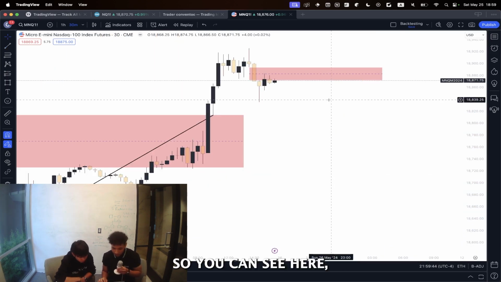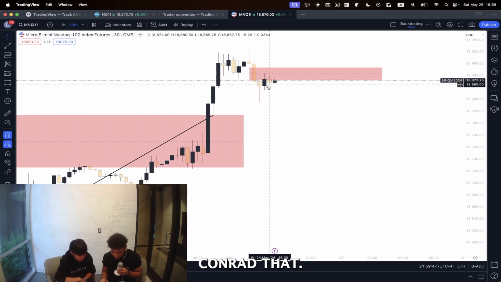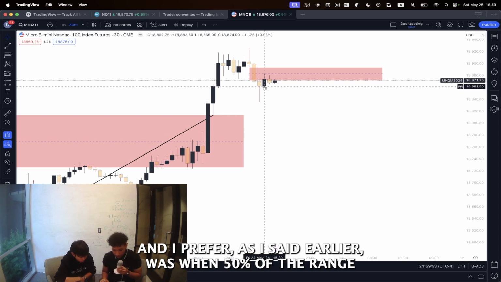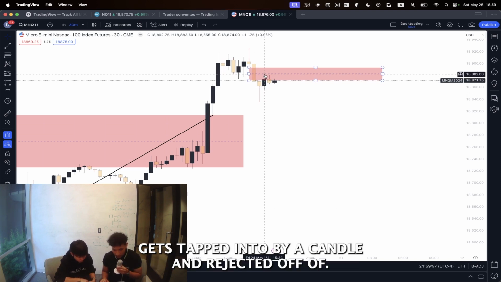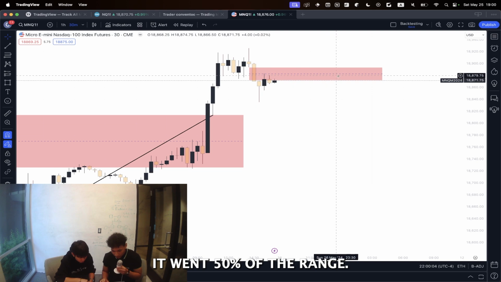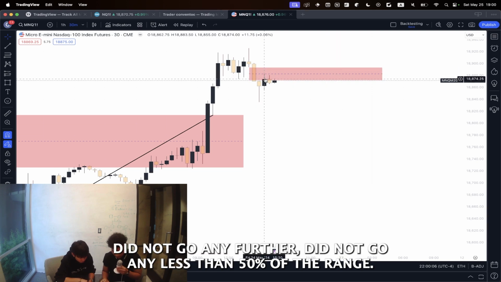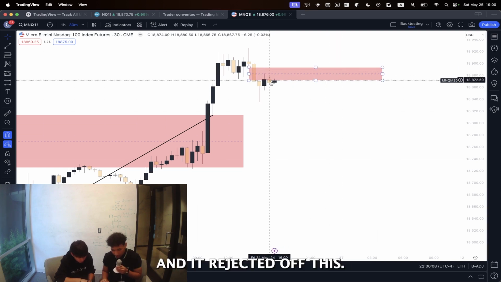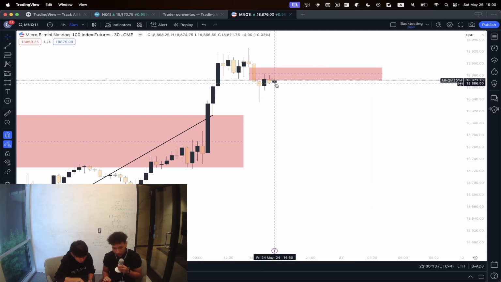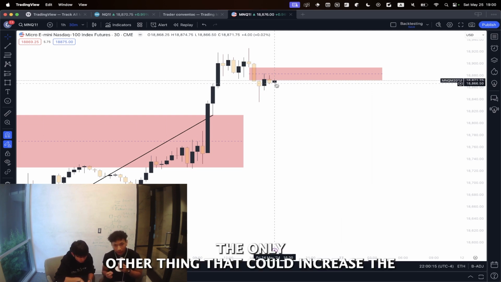So you could see here, Conrad, that we have an IOFED. An IOFED, as I said earlier, is when 50% of the range gets tapped into by a candle and rejected off of. So you see the wick of this candle, it went 50% of the range, did not go any further, did not go any less than 50% of the range, and it rejected off this. So this increases the probability of this fair value gap.